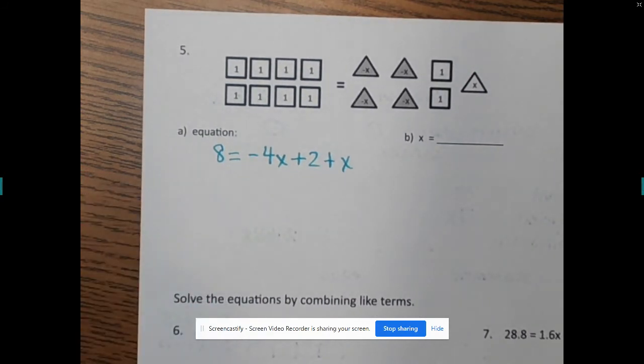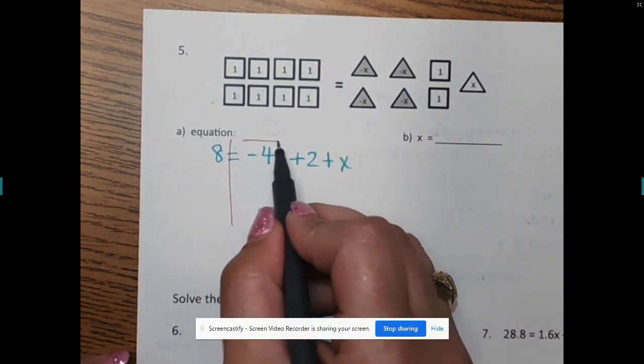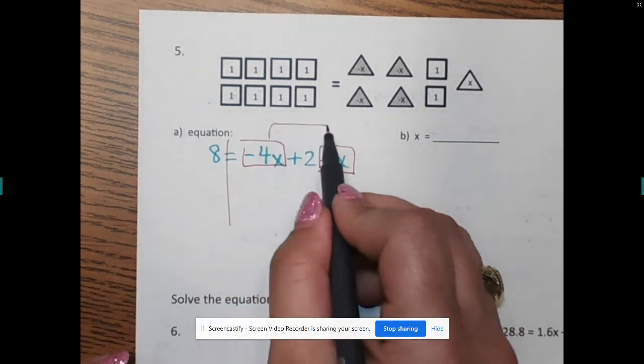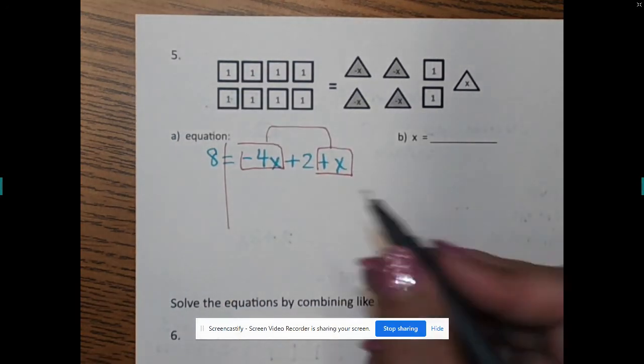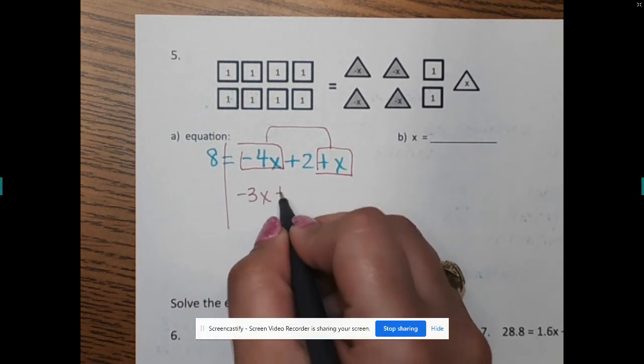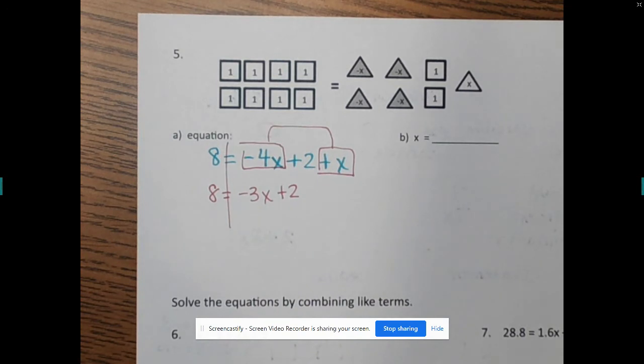Yes. All right, let's combine some terms. What's the same? Negative 1x and plus 1x. And that equals negative 3x. Good. Negative 3x plus 2, 8. Yes, Sam? So whenever there's just a plus x or plus y or whatever, you use it as a 1. Yeah. So you always assume it's 1.